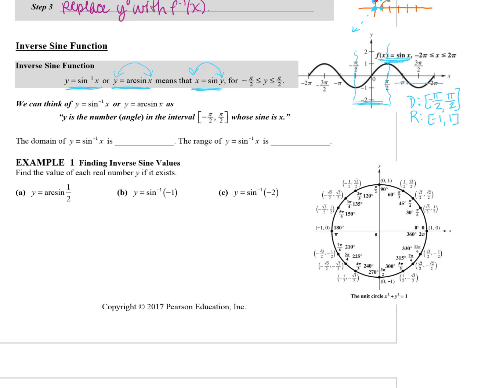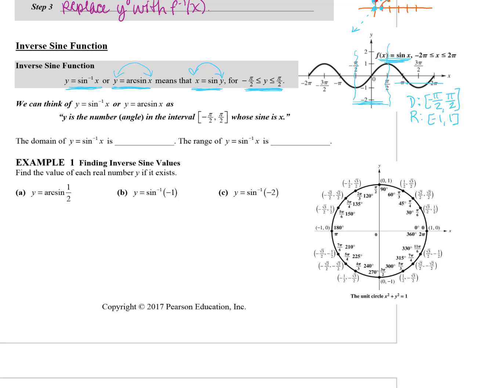If we look at the inverse, do you remember how you switch the domain and the range? The y is between negative pi over 2 and pi over 2, because this y here, this is for the inverse function, because the x and the y are switched. So if you want to go back up and review that, remember you just switch the domain and the range when you're going from a function to its inverse.